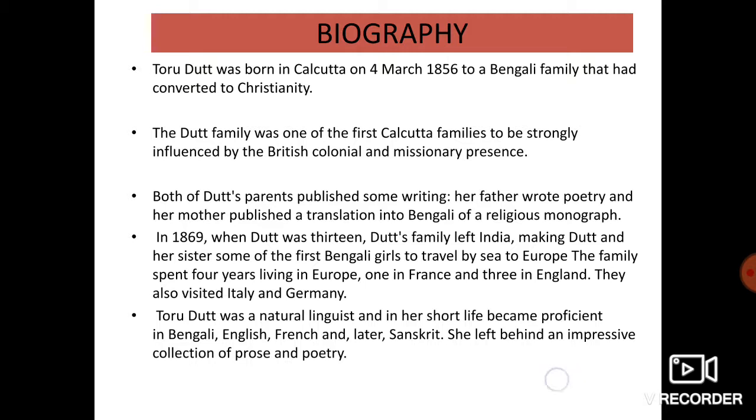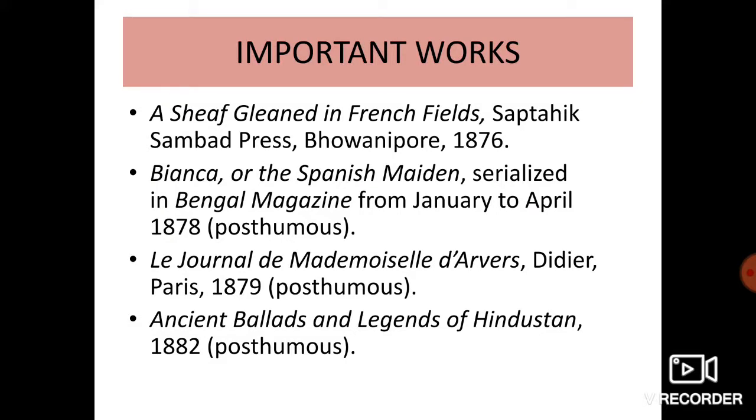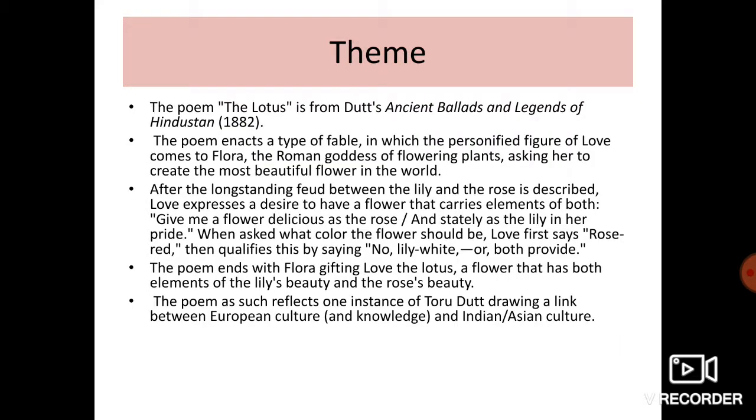So, what is the poem that is prescribed in your syllabus? Besides the important works such as A Sheaf Gleaned in French Fields, published in 1876, and Bianca or the Spanish Maiden, serialized in a Bengali magazine, there is Ancient Ballads and Legends of Hindustan, which was published posthumously. So, three of her works were published posthumously. The poem which is included in your syllabus is the poem Lotus and the Casuarina Tree.